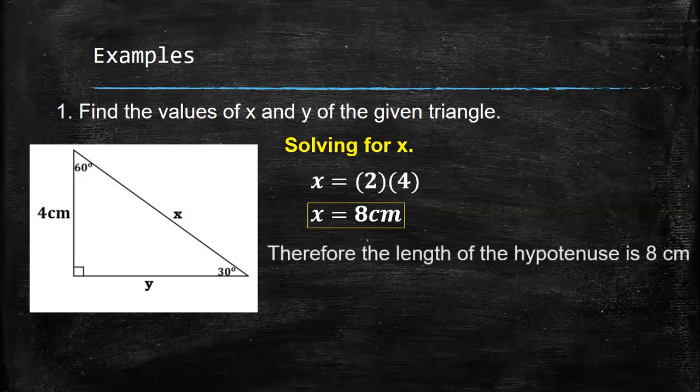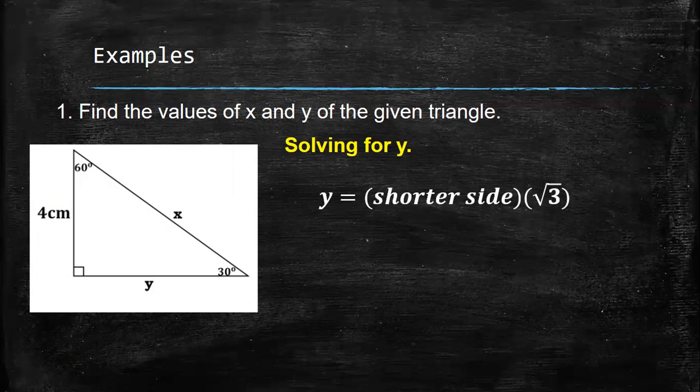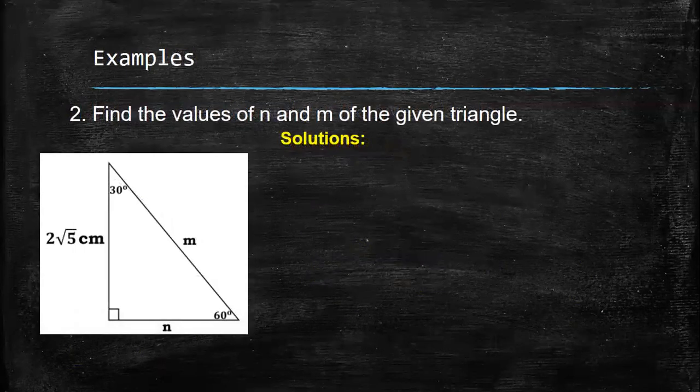Next is solve for y. y is our longer side. To find the longer side, we need to multiply the shorter side by square root of 3. Shorter side times square root of 3. So our shorter side is 4, times square root of 3. We have 4 square root of 3 centimeters. Therefore, the length of the longer leg is 4 square root of 3 centimeters. That's how easy it is.